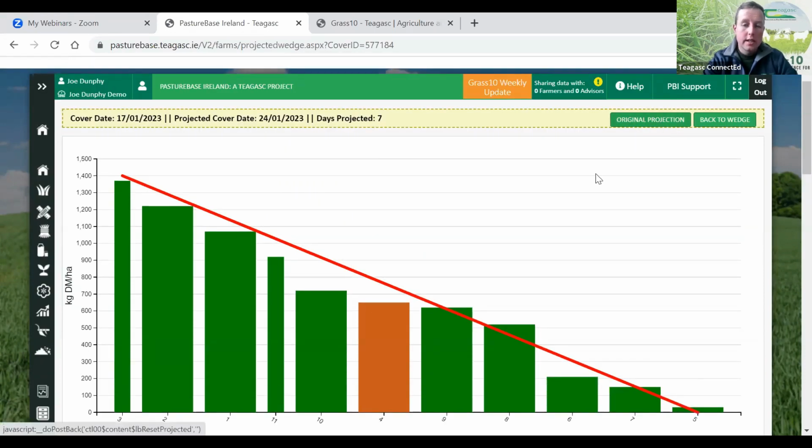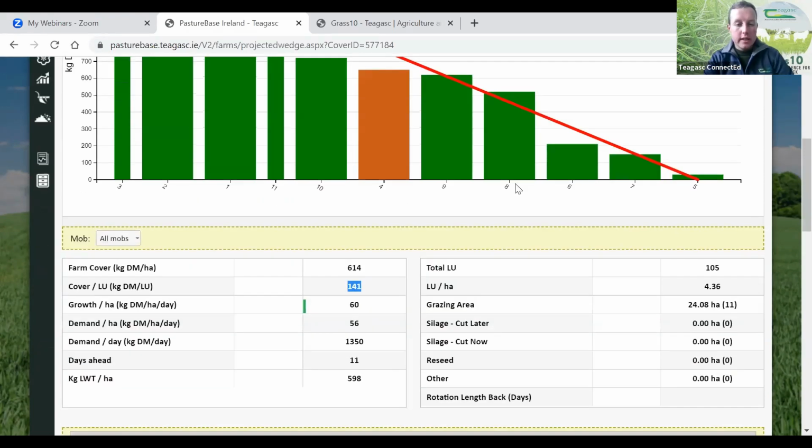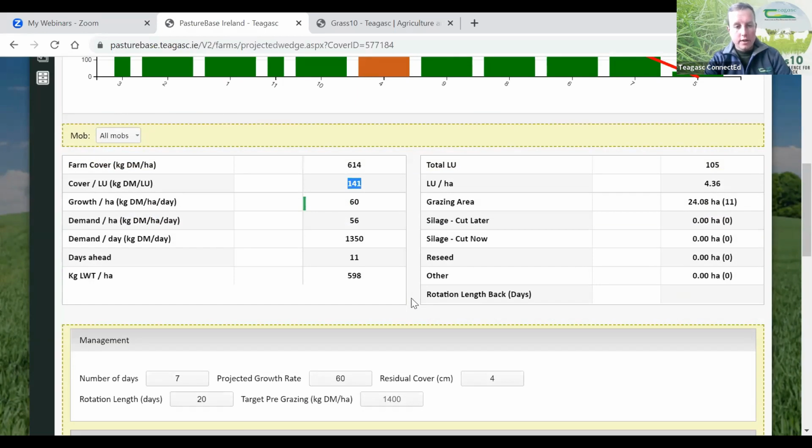But that's where we're trying to get people to look at their wedge, use the projected planner, and there's predicted growth rates on the Grass10 newsletter every week. They're on the Farm and Weather every Sunday, and they're on the PastureBase homepage. So use them as guides for your grass grazing for the week ahead to see what way things are happening.